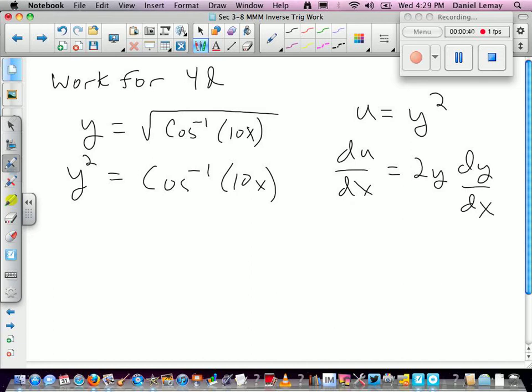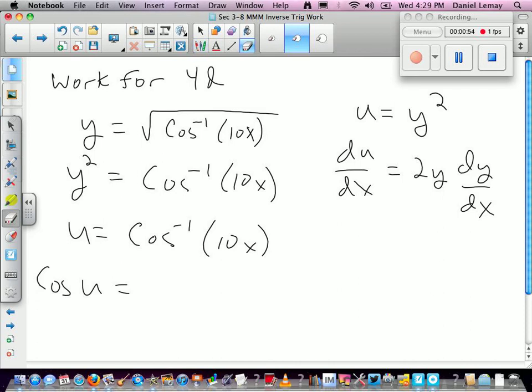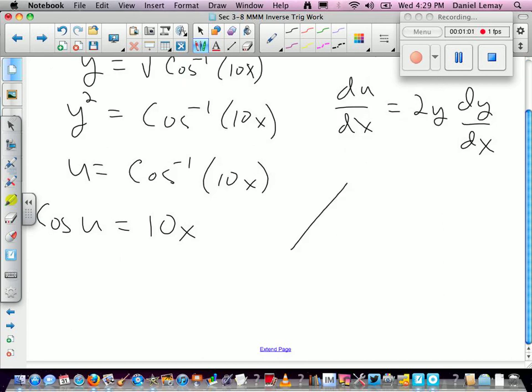Alright, and so now let's ignore that for a minute. I'm going to write u equals the arc cosine of 10x. Okay, and then I'm going to rewrite that in terms of cosine so I don't have to worry about the arc cosine. Cosine of u equals 10x, and then I'm going to draw my triangle so I can do the trig with it. Let's see, cosine's adjacent over hypotenuse. I'm going to square that side, take the square root.